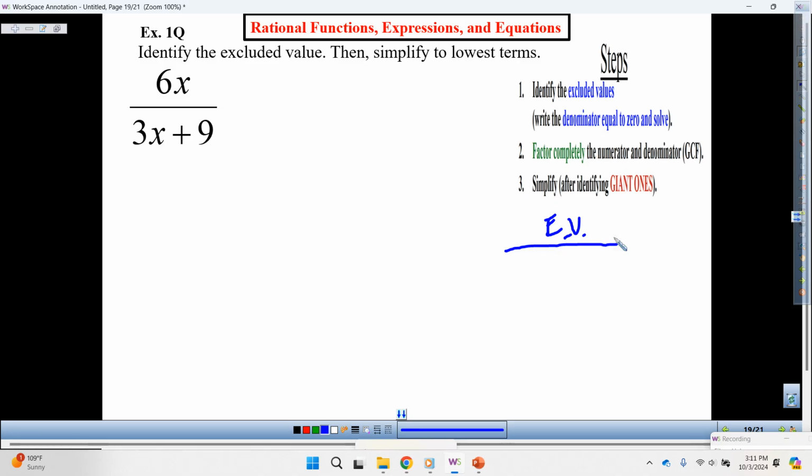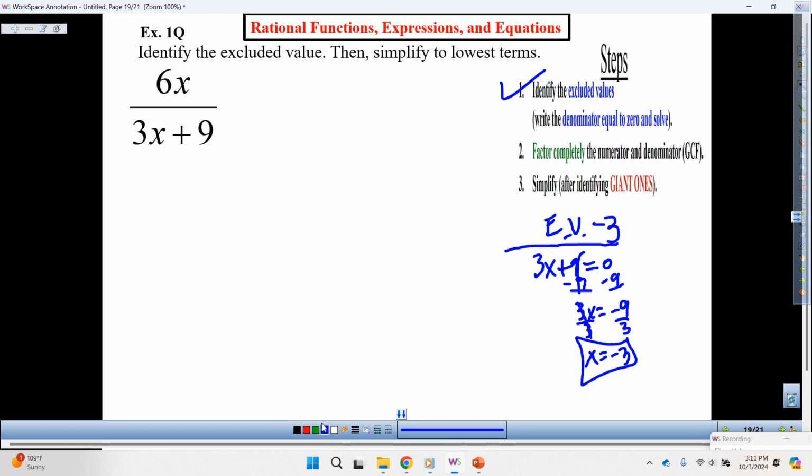We'll go over that. All right, EV, help me out, Daisy. What do I write? And then? 3x equals -9. X equals -3. Hands if you got that for that. That is correct. That's our excluded value. We're done with that part.